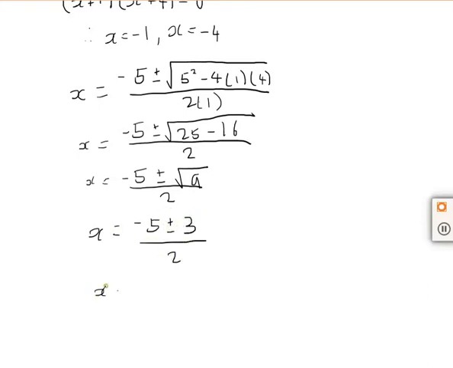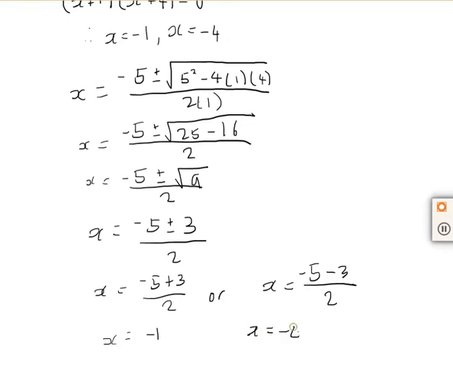So either x is equal to negative 5 plus 3 on 2, or x is equal to negative 5 minus 3 on 2. Simplifying that, x is equal to negative 1, or x is equal to negative 5 minus 3, which is negative 8, on 2, which is equal to negative 4. So you come to the same solution as you did above.